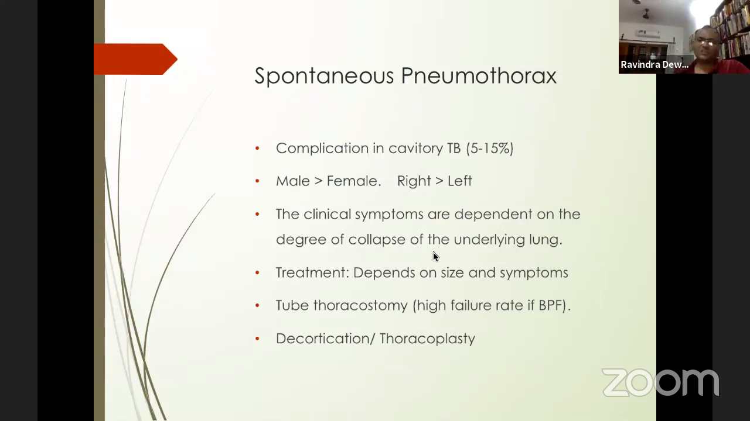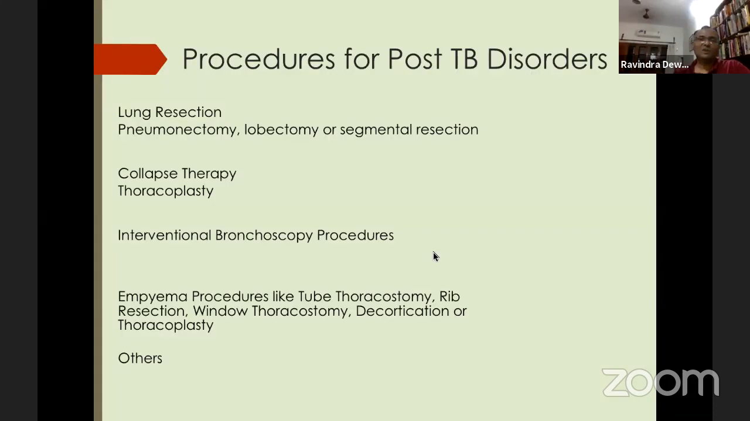one may have to do further surgeries like decortication or thoracoplasty. So what are the procedures that we do for post-TB disorders? Most common is, of course, lung resections, which can be pneumonectomy, lobectomy, or segmental resection. The lung resection for TB is different from lung resection for malignancy in the sense that we have to be as conservative as possible, because here you are not operating for malignancy as the cause.